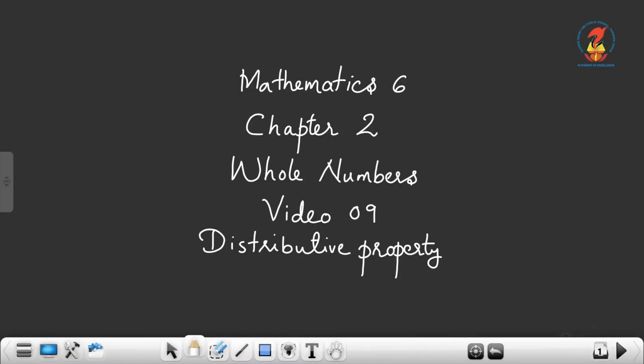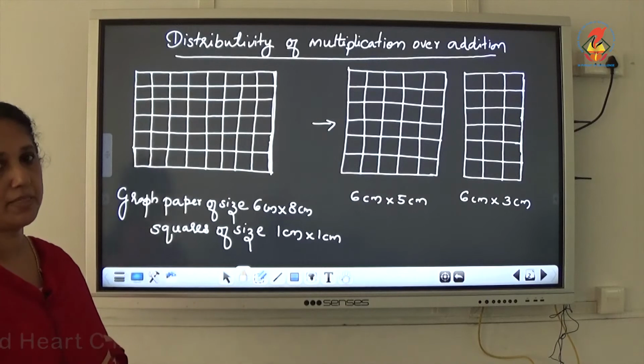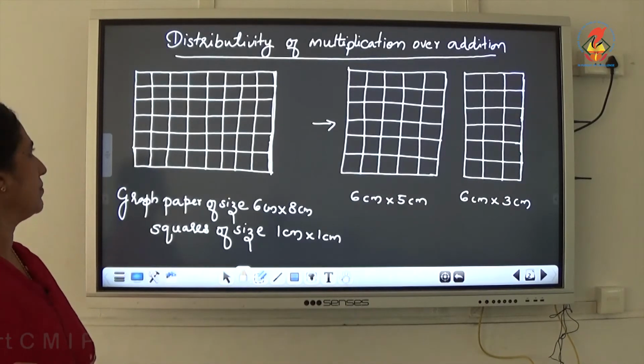Hello children, welcome back. Today we are going to consider the last property, the distributive property for whole numbers. That is distributivity of multiplication over addition. Here we have to consider two operations, multiplication and addition.